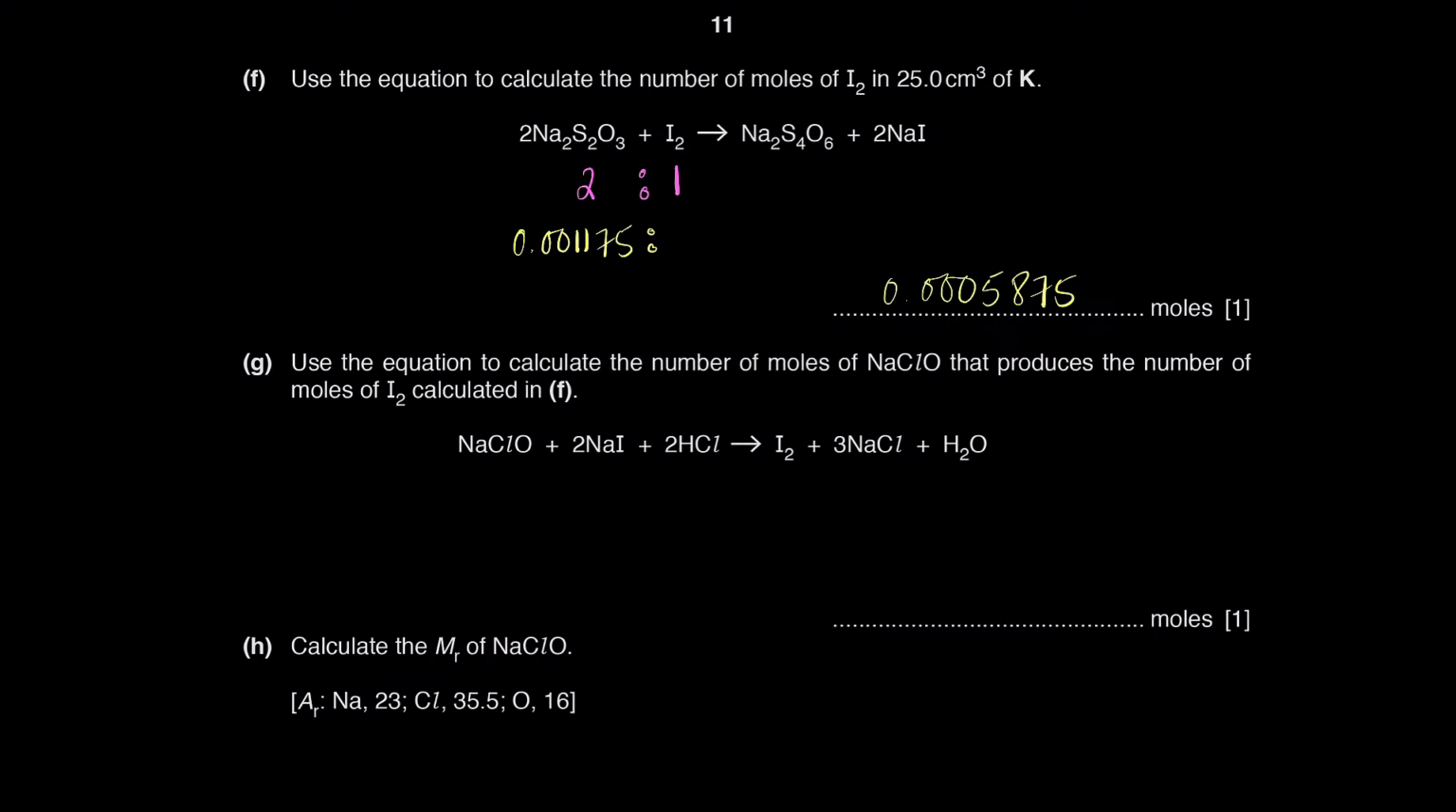Use the equation. Okay, so I know the iodine, and what's the ratio? It's 1 to 1, so thank God for that. It's 0.0005875 moles. Answer would be the same. Techno already got it.